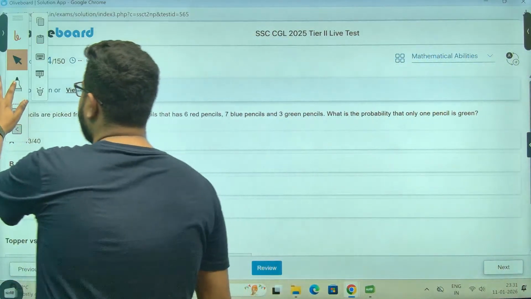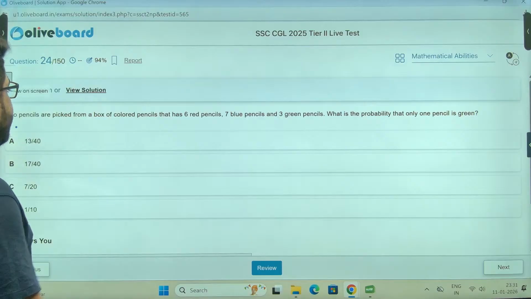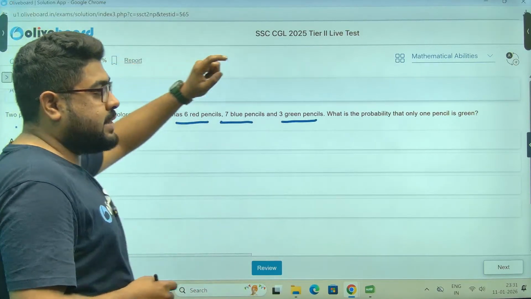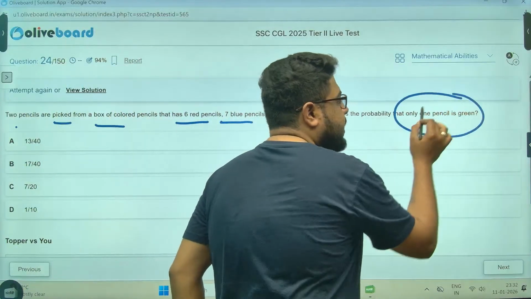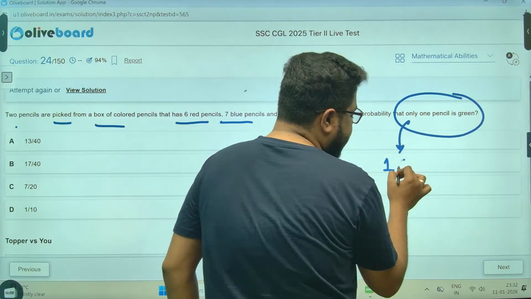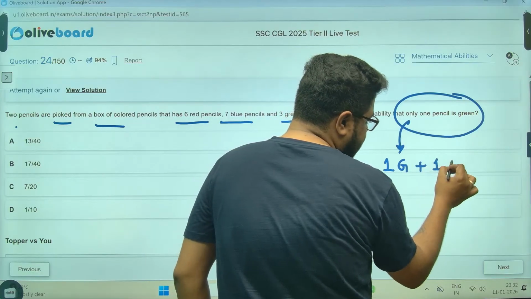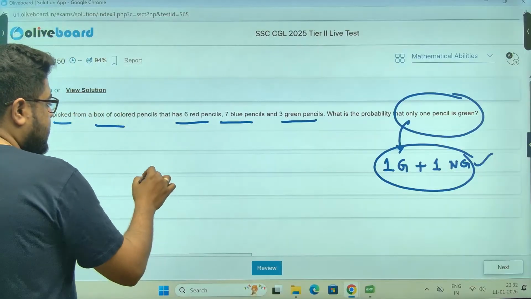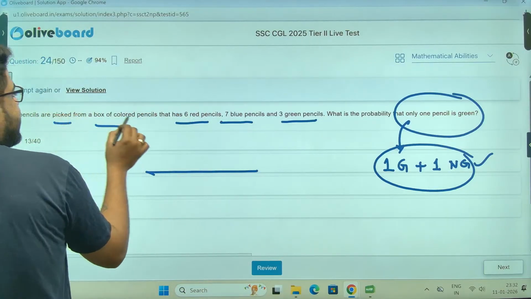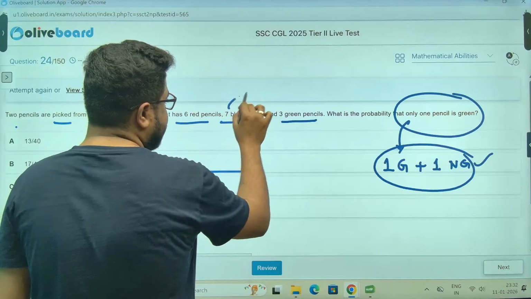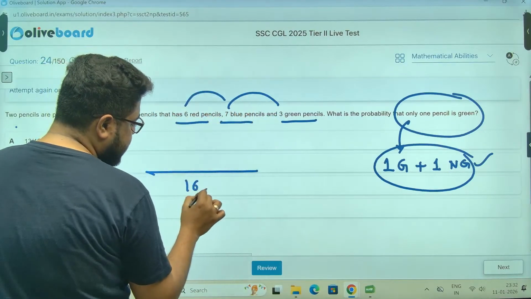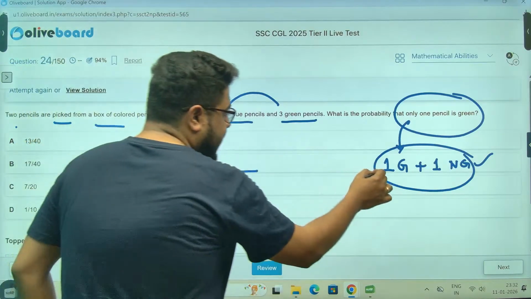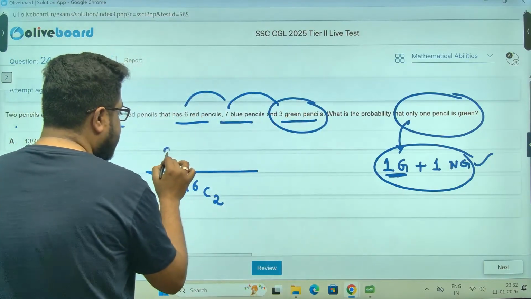Sir, probability. Let's see. 2 pencils are picked from the box of colored pencils, 6 red, this. Only one pencil is green. Meaning, one pencil I'll pick green plus one pencil I'll pick which is not green. Simple, sir. Classical probability, total ways: total how many pencils are there? 7 plus 3, 10 plus 6, 16. 16C2, picking 2 pencils out of 16. Now, I will pick one green, meaning out of 3 I'll pick one, 3C1.